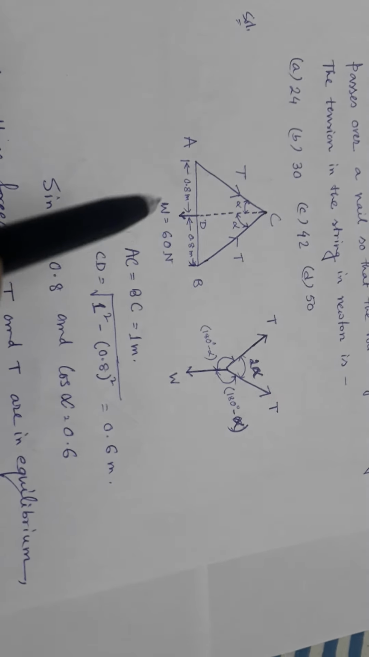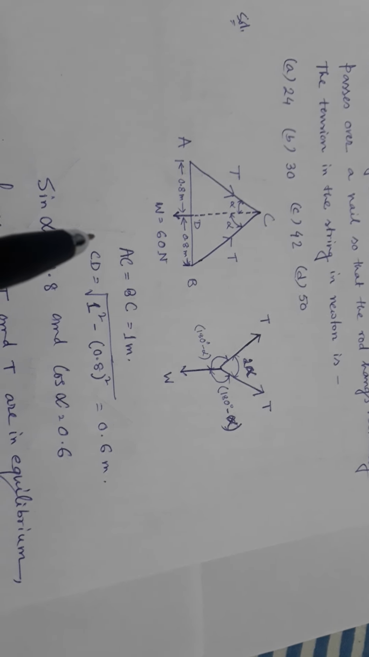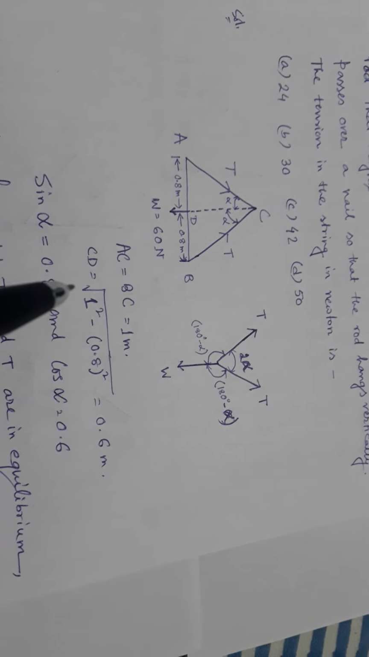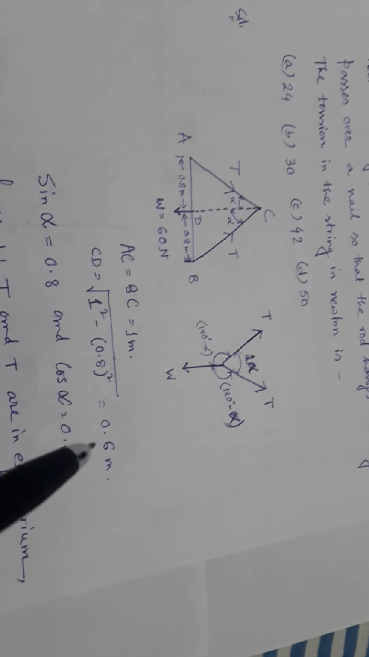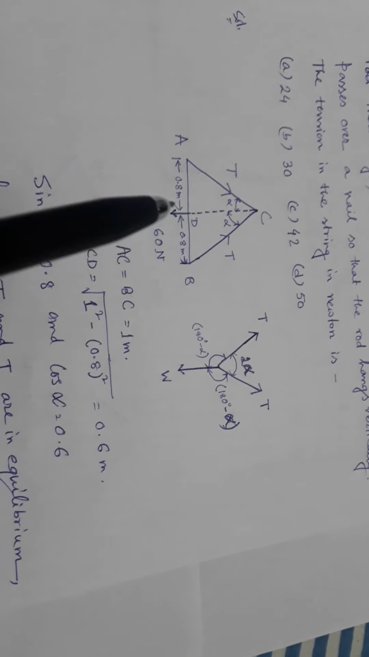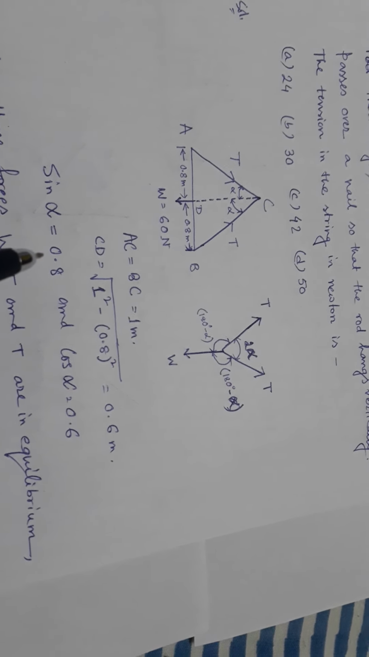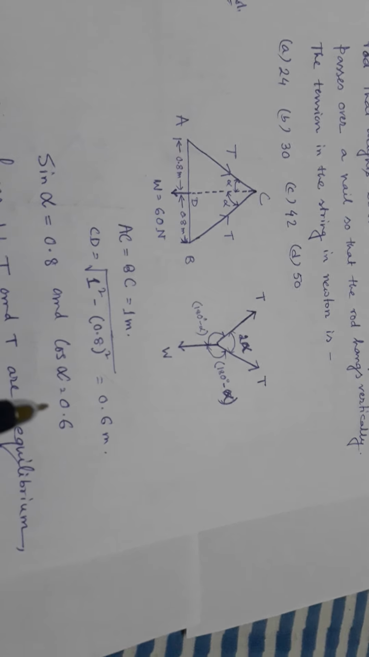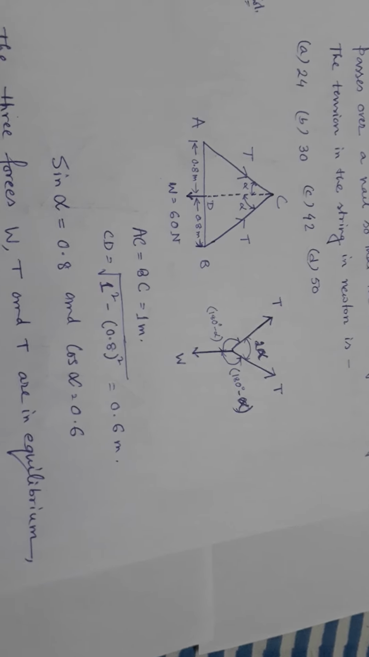So from the ADC triangle or from the BDC triangle, if you want to calculate the value of CD, CD equal to root over 1 square minus 0.8 square equal to 0.6 meter. So the value of CD will be 0.6 meter. So sine alpha equal to 0.8 from this diagram, and cos alpha equal to 0.6.